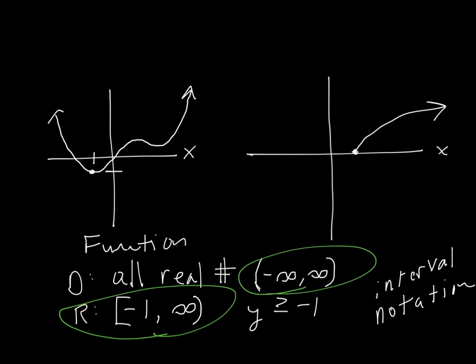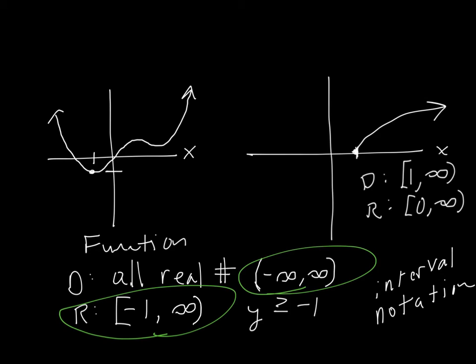Its domain is no longer all reals. On this one, the domain is going to be, we'll assume this is a 1 right here, okay? Then the domain is going to be from 1, including 1, to infinity. And the range is going to be from 0 to infinity.